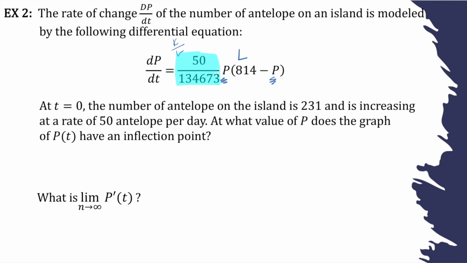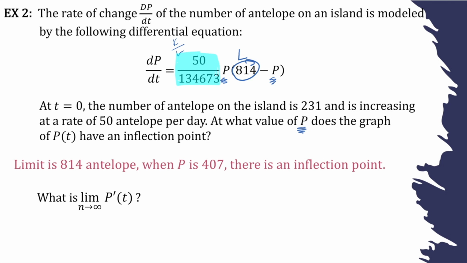Let's keep reading. At time t equals 0, the number of antelope on the island is 231 and is increasing at a rate of 50 antelope per day. At what value P does the graph of P of t have an inflection point? So at what value of P? That's essentially a y value, and the y value is going to be at half the limit. Well, what's the limit? The limit is 814 antelope. So when P is 407, there's going to be an inflection point on the graph.